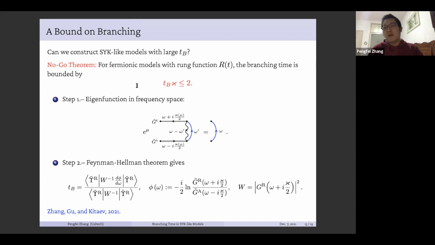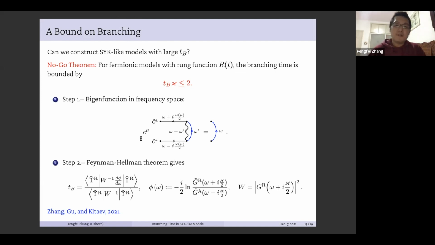So we prove the bound that for fermionic SYK-like models, or diagrammatically, this just means for fermionic models with such a ladder diagram for the out-of-time-order correlator, the branching time will be bounded by 2 over the Lyapunov exponent. There are several steps for this proof. The first step is just to write out the eigenequation for the generating function. Here we have added this e to the mu factor for this retarded kernel.